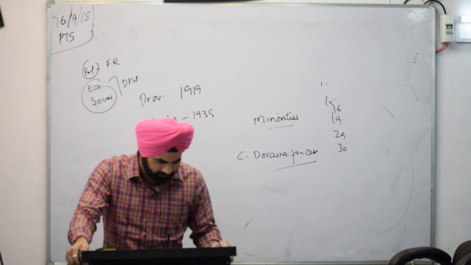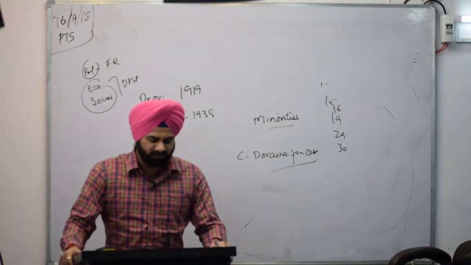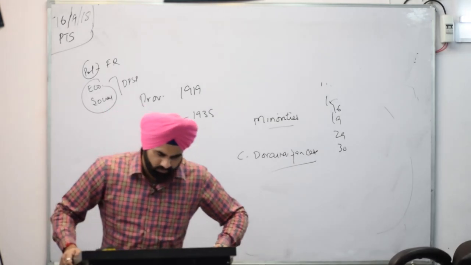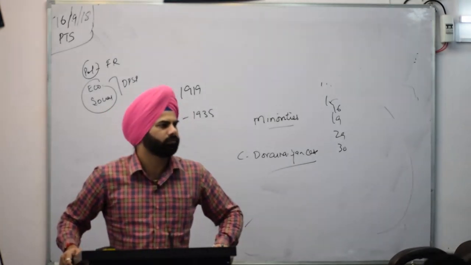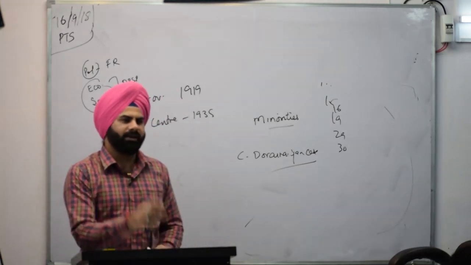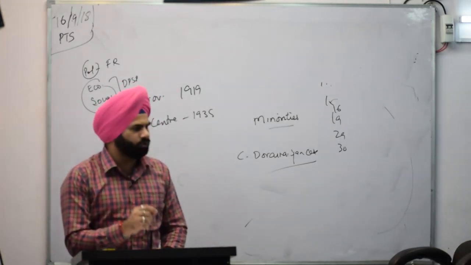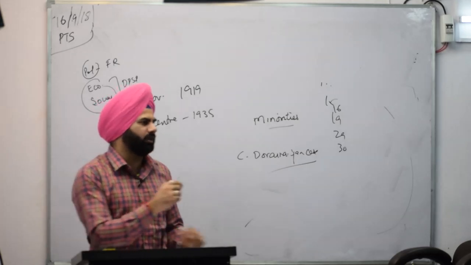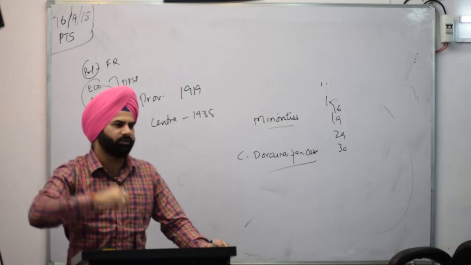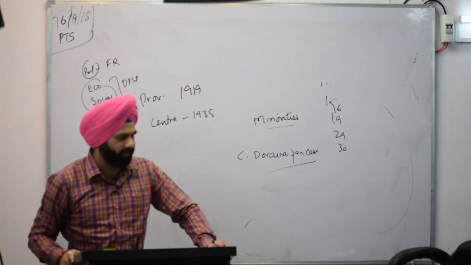Question number 10. In the federation established by the Government of India Act, 1935, the residuary powers were given to? How many say it is the Governor General? No. It is the Viceroy. When he was to deal with the Indian states, he was referred to as the Governor General. But when he was to deal with the Britishers, the same person was referred to as the Viceroy. That is the answer.